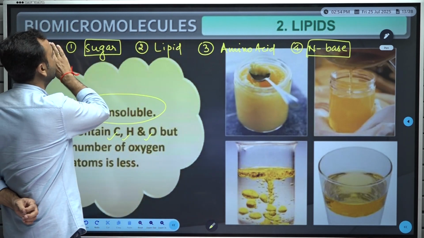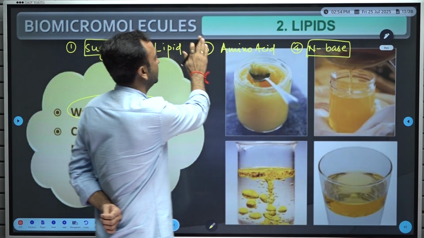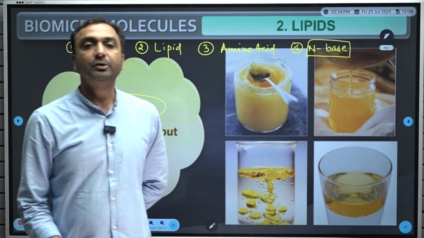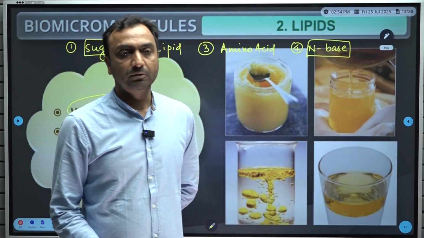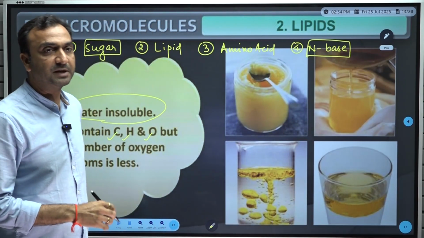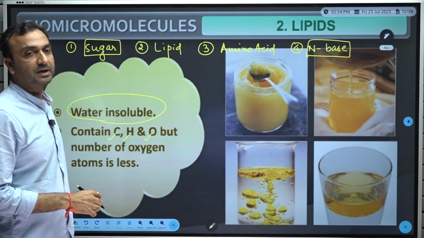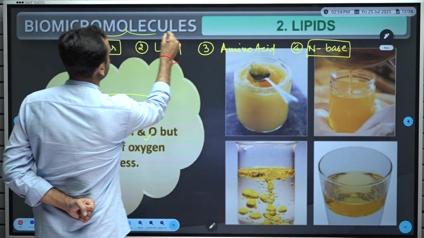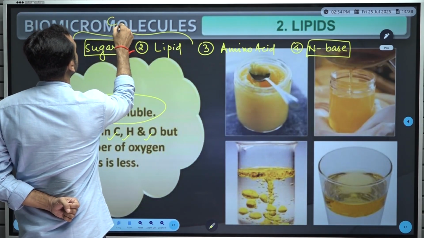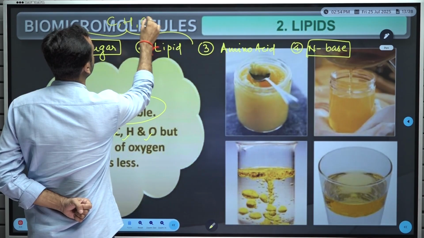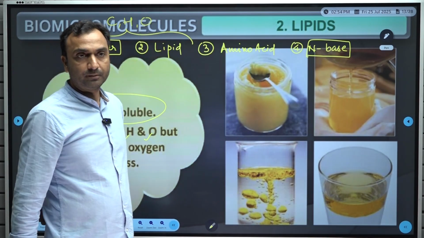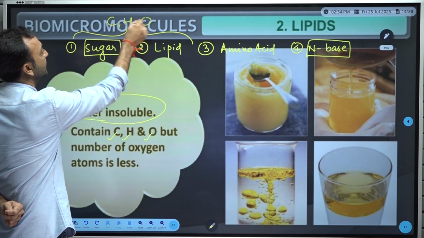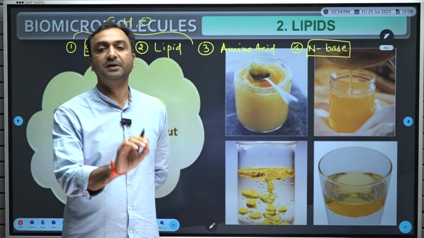So as you go from number 1 to 2, 2 to 3, or 3 to 4, the complexity of the structure of the molecule is getting increased. So the simplest molecule is what? Carbohydrate. These two are having only carbon, hydrogen and oxygen as their chief constituents.